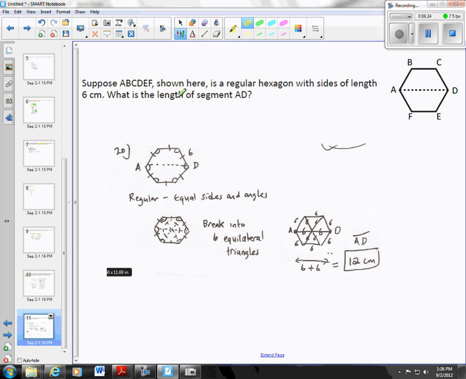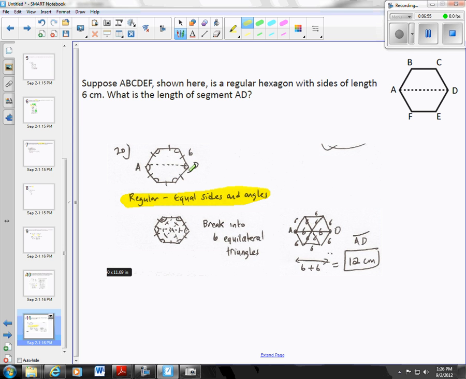Now this last one, suppose A, B, C, D, E, F is a regular hexagon with sides of length 6 centimeters. What is length AD? All right, now the first thing you need to remember is that regular means equal sides and angles. So that means that if this side, what side? It says this is AB, so all of these are AB, or are 6. All right, so each side is 6. And that's what these little lines mean. That means equal side, and these little curves mean equal angle.